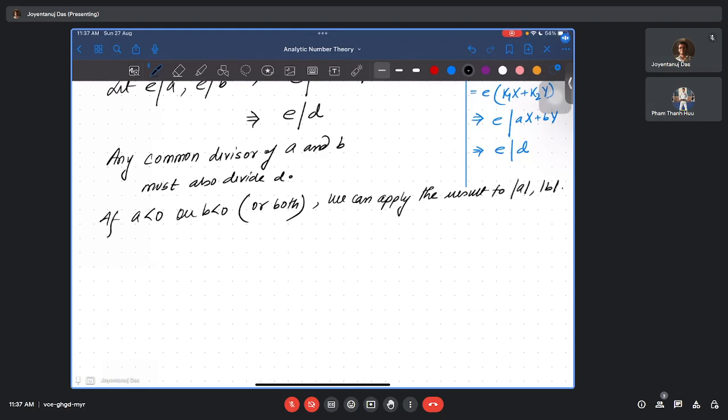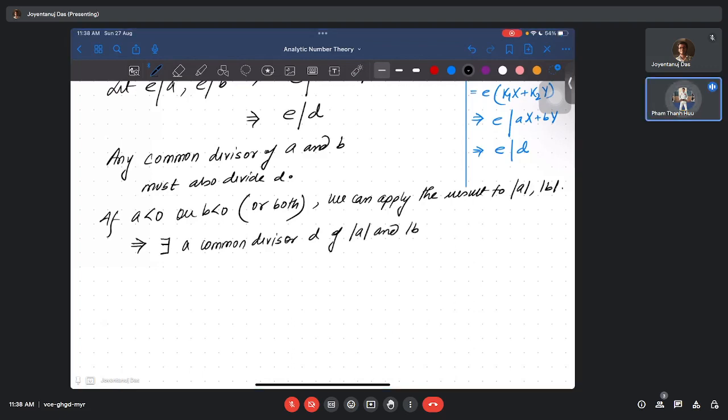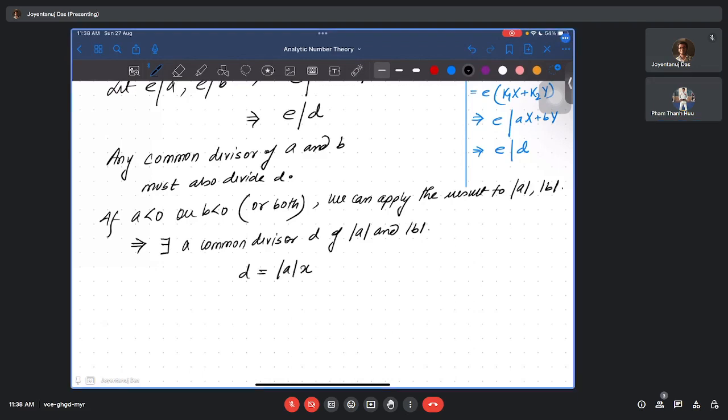It's because we have proved for positive quantities. So we can apply the theorem to mod A and mod B. So this implies that there exists a common divisor D of mod A and mod B, such that D equals mod A X plus mod B Y, right? Now we can adjust our x and y, because we have freedom to choose our x and y, right?